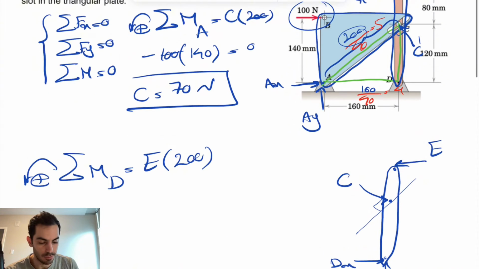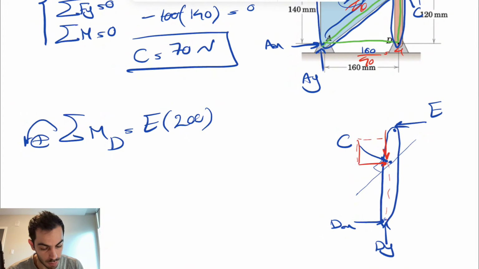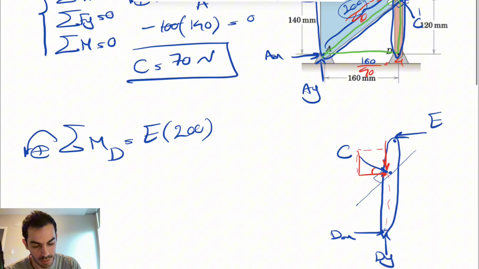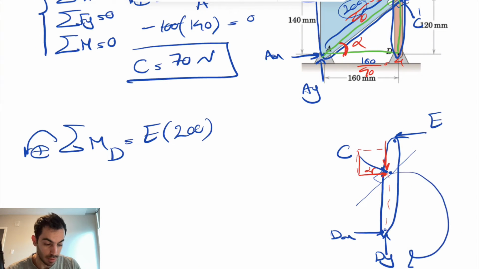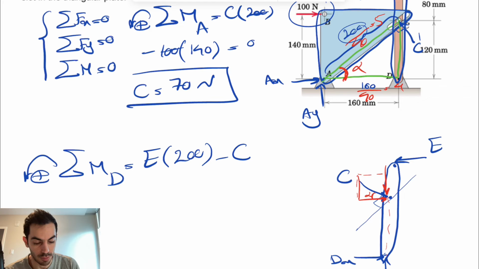We're going to have the moment of C, but we need to resolve C in order to use our 2D shortcut. If we resolve it, we'll see that the Y component won't make any moment. It's going to pass through D. So we're going to have the moment of the X component. For that, we need some information about this angle here, which we'll call alpha. The moment is going to be in this direction about D, so it's clockwise. So negative C, and that would be the cosine of alpha. If we look here, cosine of alpha would be the adjacent, which is 4 divided by 5.